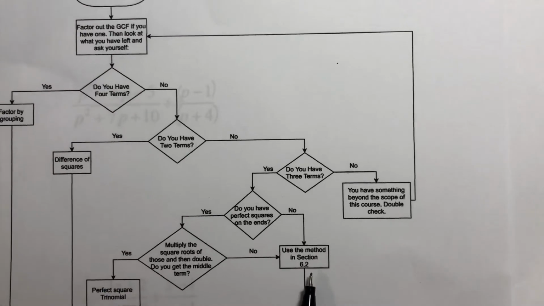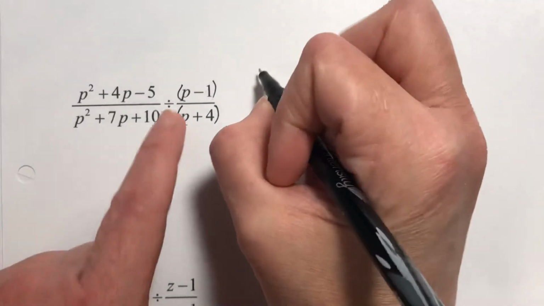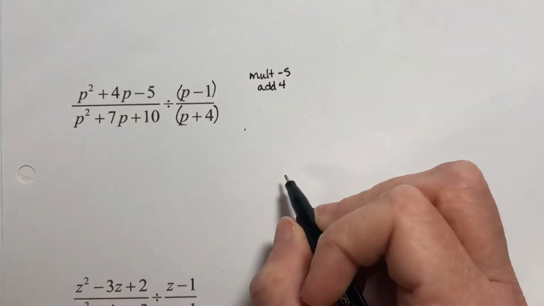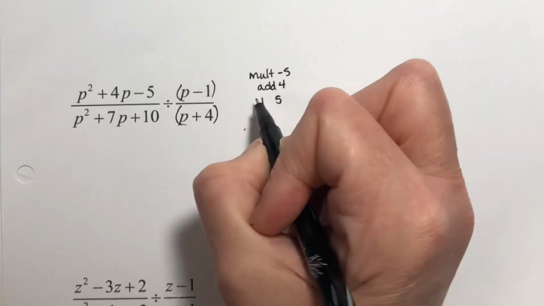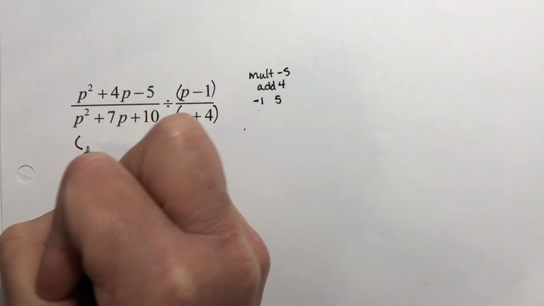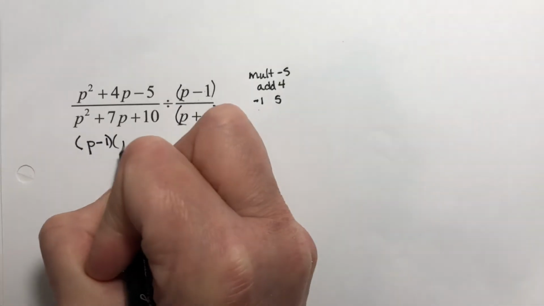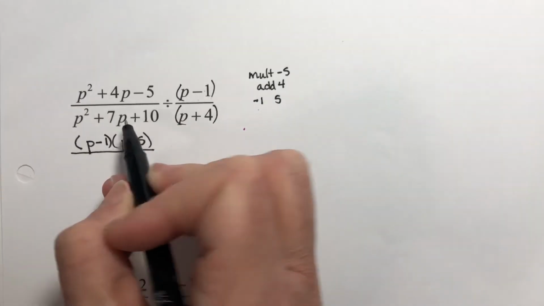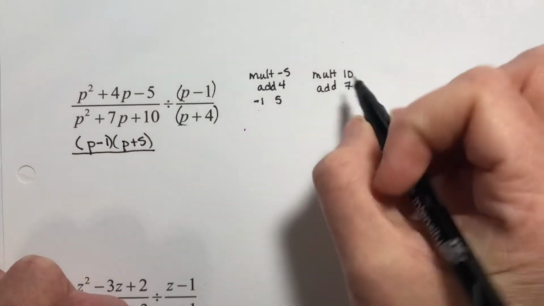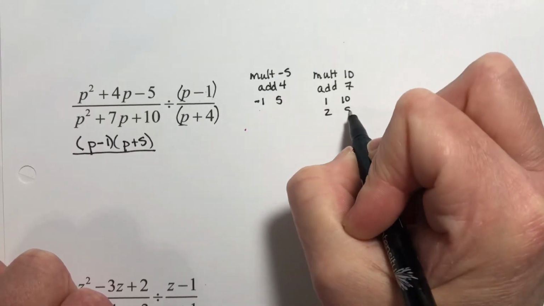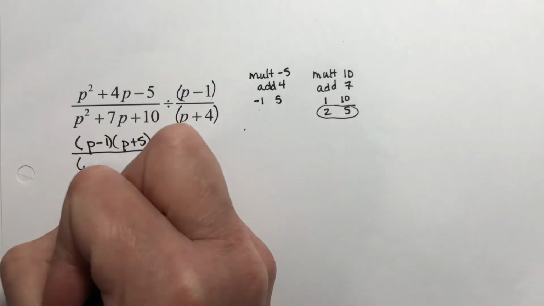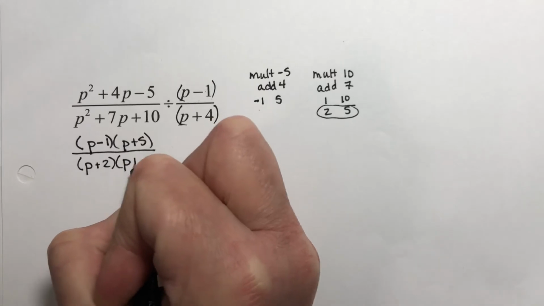Okay, so that sends us to the 6.2 method, which is where we are looking for two numbers for this first one that multiply to a -5 and add to a +4. Things that multiply to 5 are 1 and 5. If I make the 1 negative, we multiply to a -5 and they add to a +4. So this top one factors as p minus 1 times p plus 5. And this is over. For the second one, I'm looking for two numbers that multiply to a 10 and add to a 7. Things that multiply to 10, 1 and 10, 2 and 5, and that's it. If these are both positive, they multiply to +10 and add to +7. So this factors as p plus 2 times p plus 5.